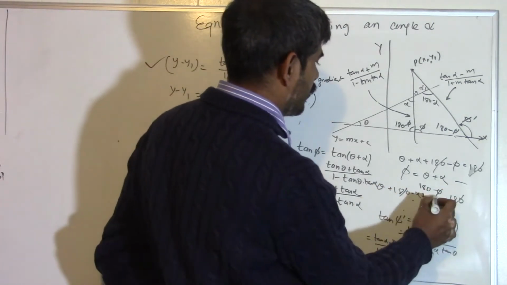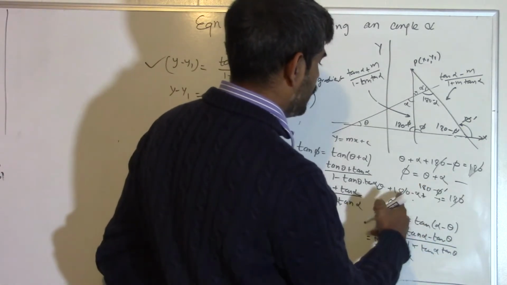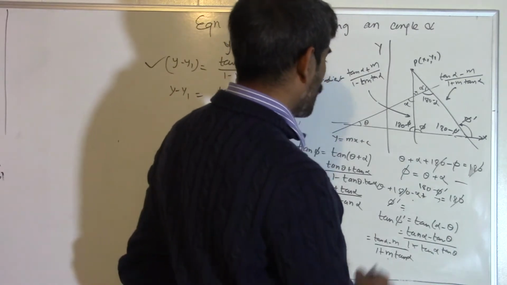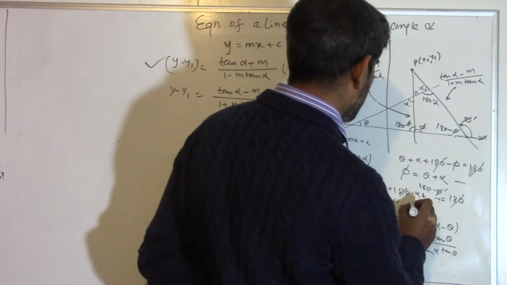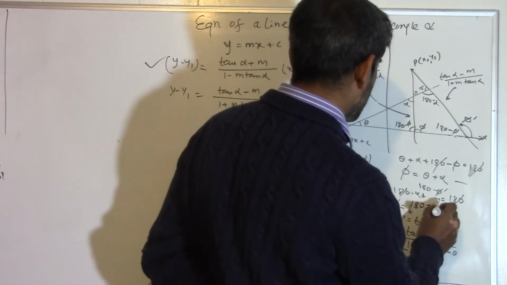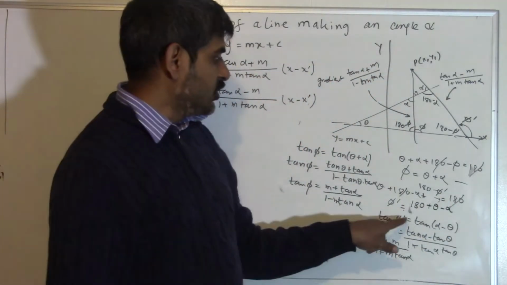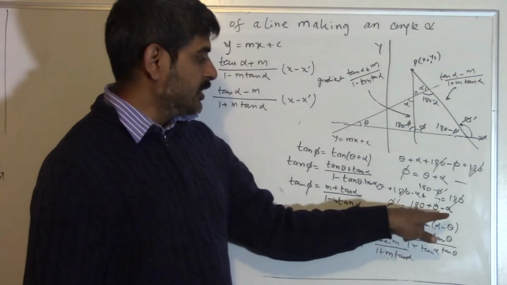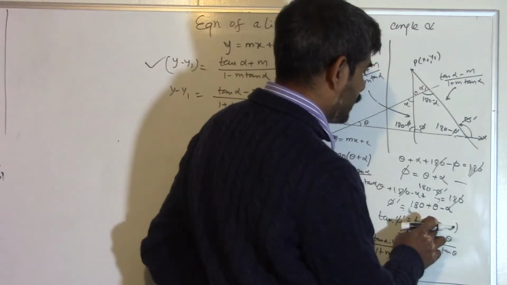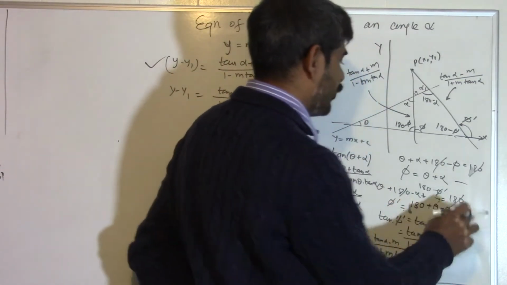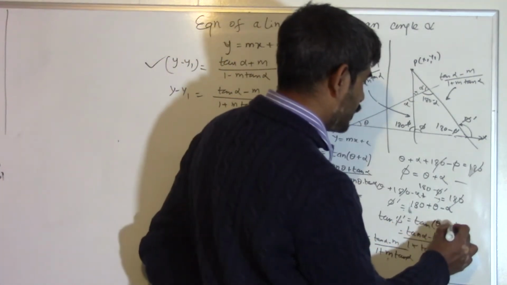180 cancels, phi goes this side, so phi dash will be equal to theta, 180 plus theta minus alpha. And this will actually be tangent of 180 plus theta minus alpha. And tan 180 plus theta is tan theta, so this will be equal to tan theta minus alpha.